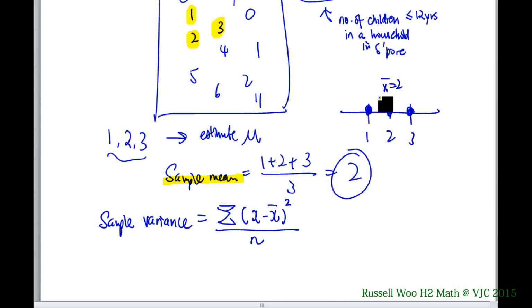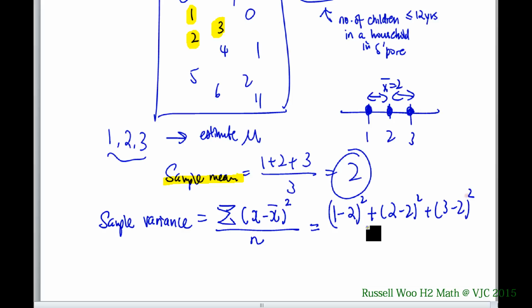The sample mean is 2. Now we are saying where is the distance, how well spread are all the data points with respect to the mean 2. Because you take x minus x bar squared. That means you take 1. If I perform the actual calculation, it is equals to 1 minus 2 square plus 2 minus 2 square plus 3 minus 2 square over 3 because there are 3 data points.